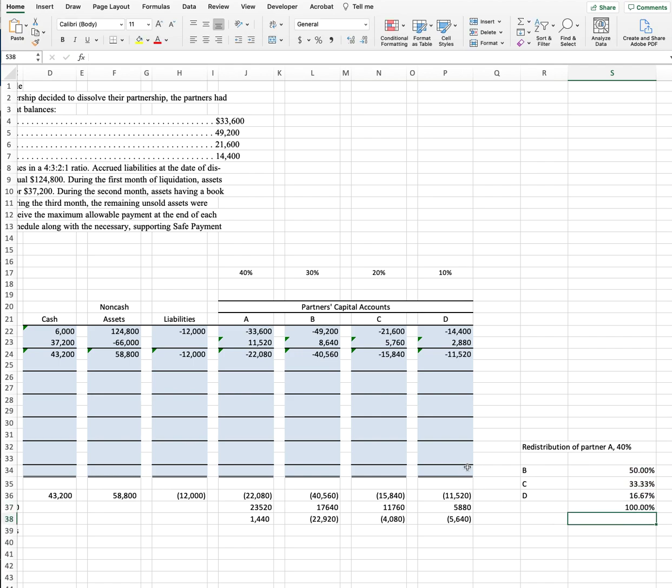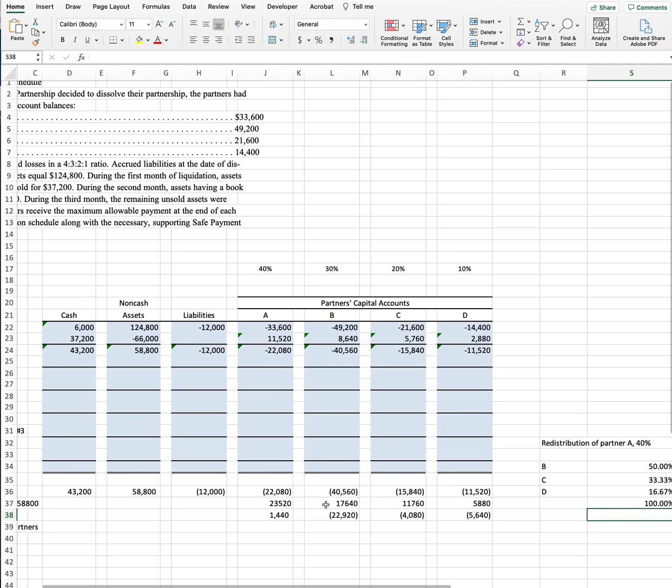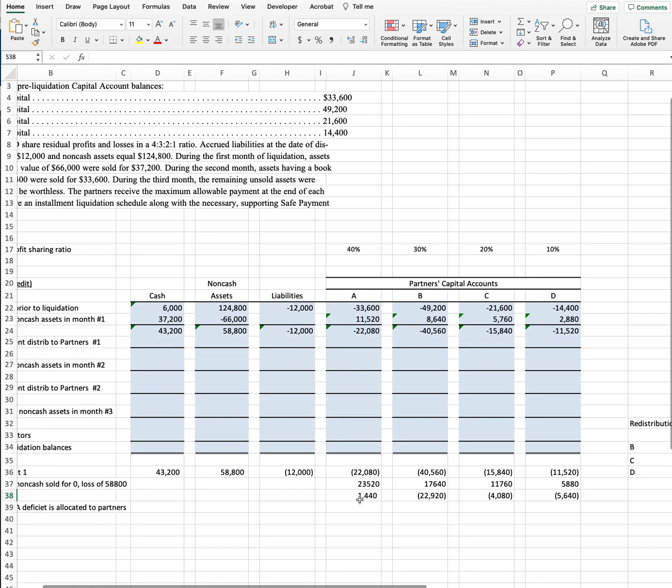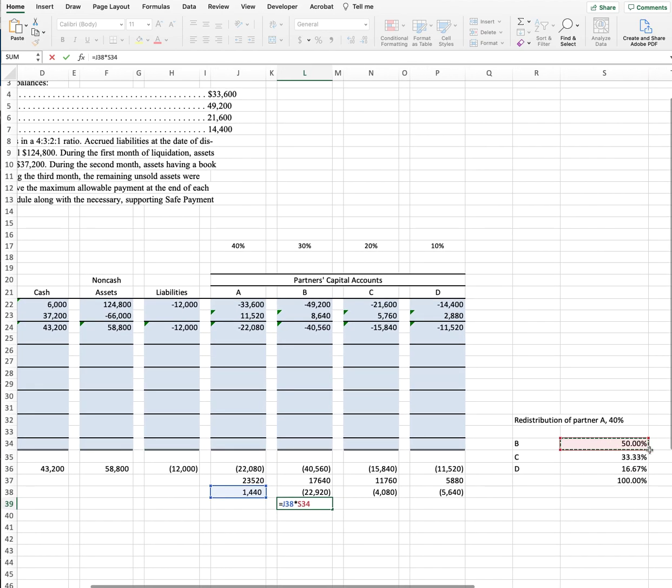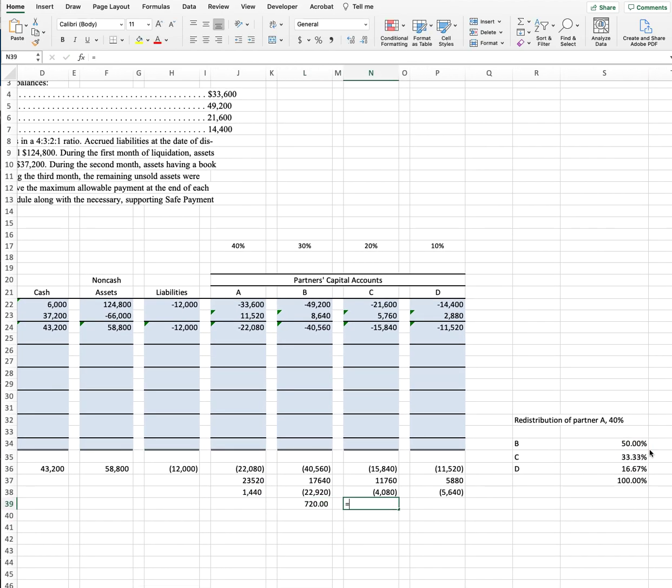Okay, so now we have these new percentages, and we have to take this 1400 and allocate that between B, C, and D. So here we will say equals this 1400 times these new percentages, 1440 times 33.33, 1440 times 16.67.